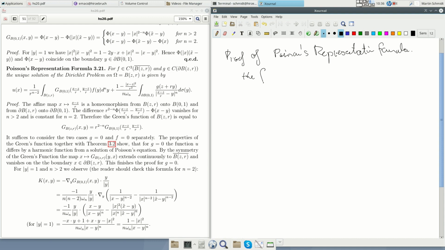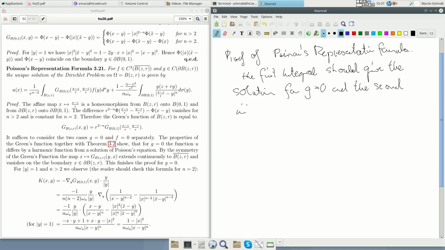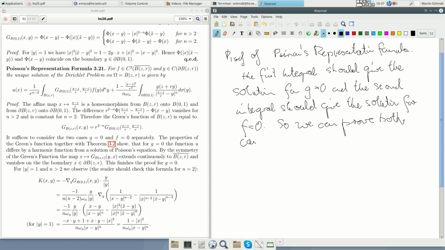Also, the first integral should give the solution for g equals 0, because then this term vanishes, and the second integral should give the solution for f equals 0. So we can prove both cases separately.